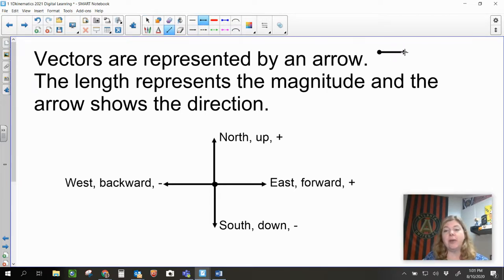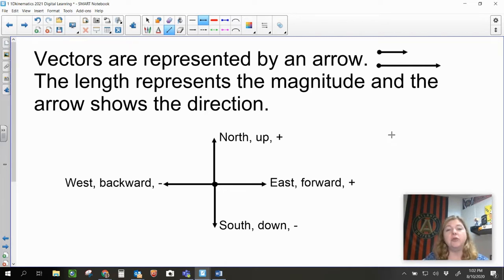So if I want to represent 3 meters per second, I might use this little arrow here. If I wanted to use an arrow to represent 6 meters per second, it would have to be double the length of the 3 meters per second. Okay, so this is 3 meters per second east, and this is 6 meters per second east. The longer the arrow, the bigger the magnitude.